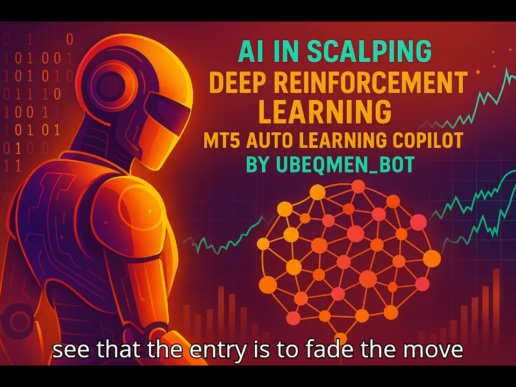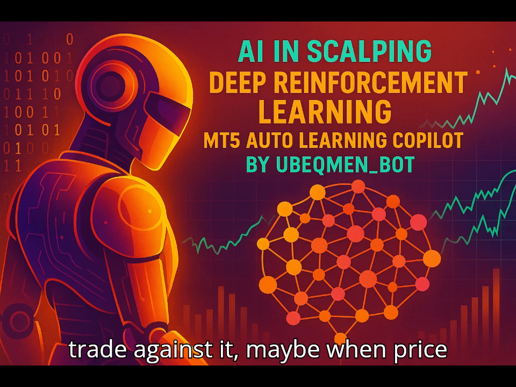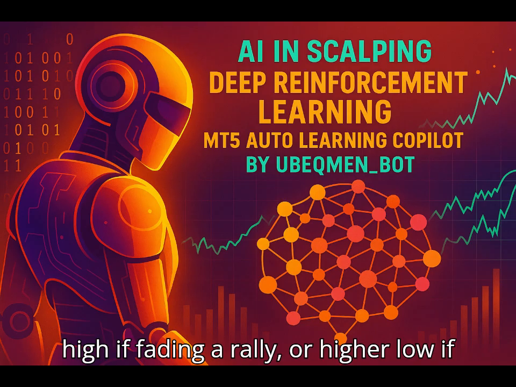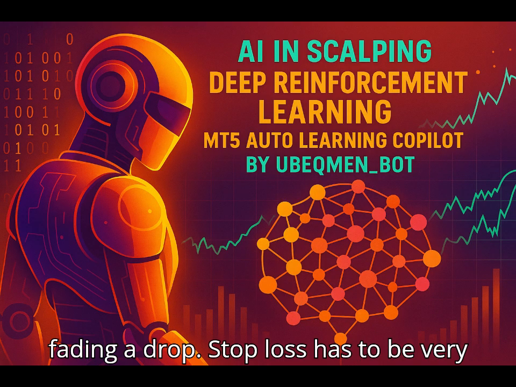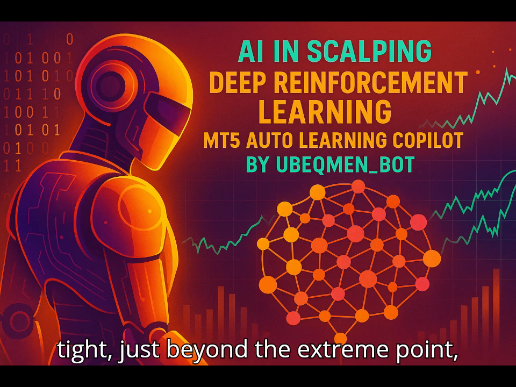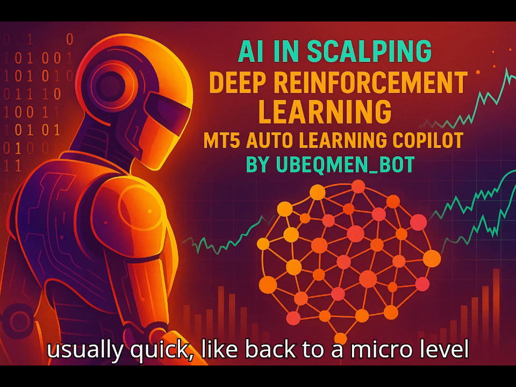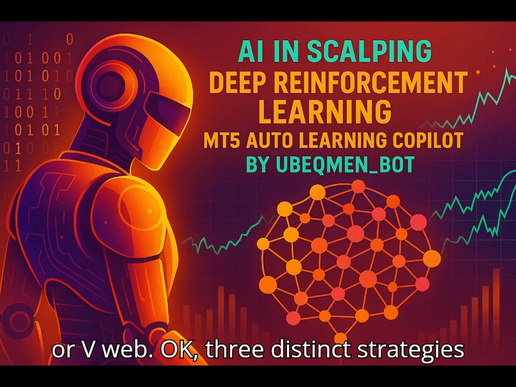If you see that, the entry is to fade the move, trade against it, maybe when price reclaims a level or makes the first low or high, if fading a rally, or higher low if fading a drop. Stop loss has to be very tight, just beyond the extreme point, maybe 0.4 times ATR 10. Targets are usually quick, like back to a micro level or VWAP. Okay, 3 distinct strategies for different phases.